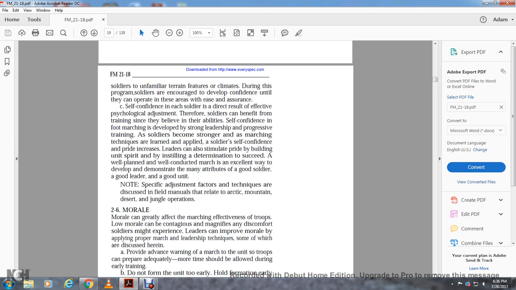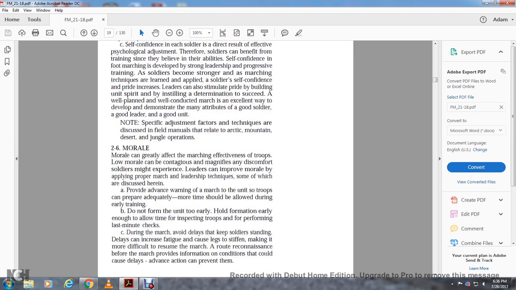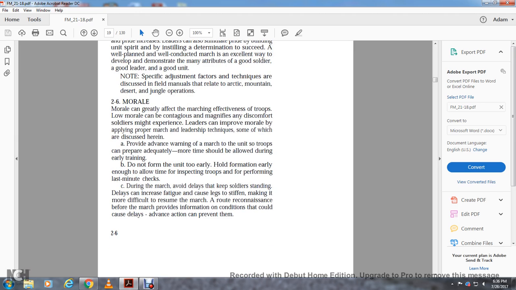Note, the specific adjustment factors and techniques are discussed in the field manuals that relate to Arctic, mountain, desert, and jungle operations. 2-6 Morale. Morale can greatly affect marching effectiveness. Poor morale can be contagious and magnified with any discomfort the soldiers might experience.